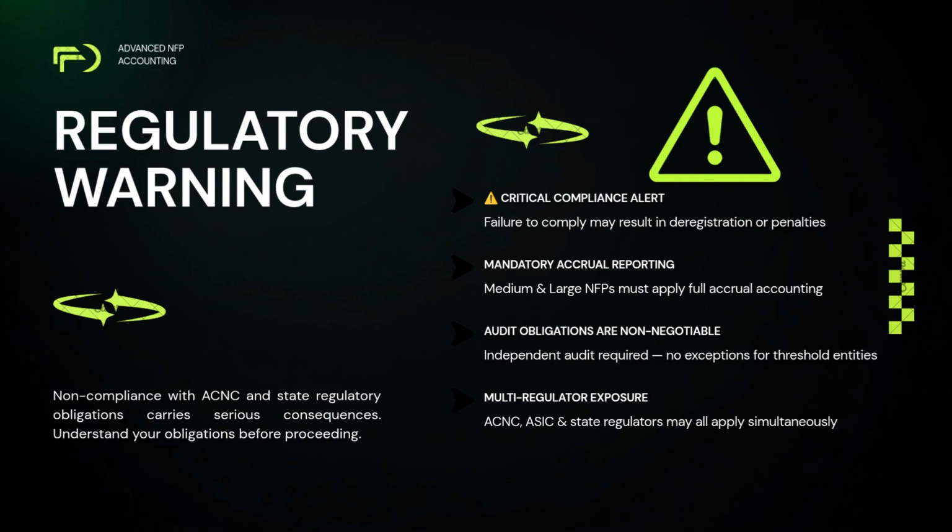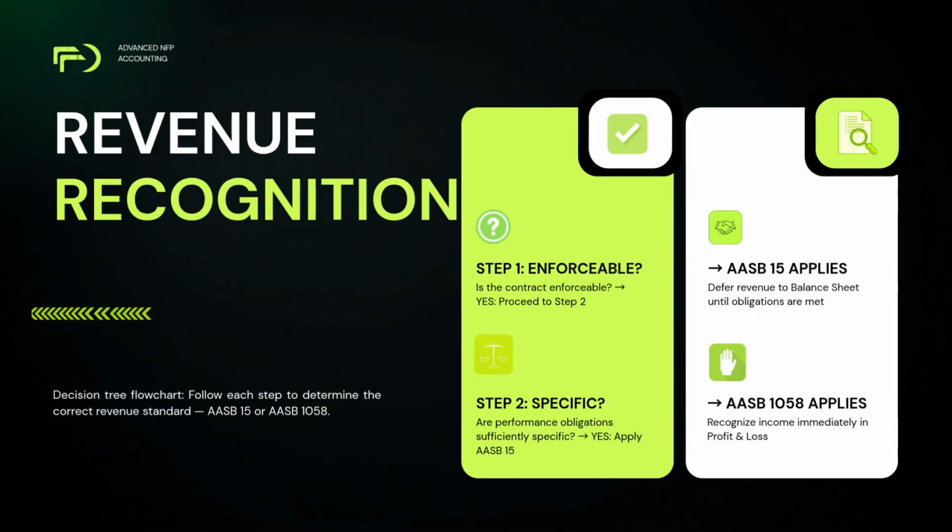AASB 15, revenue from contracts with customers. If a government department gives you $500,000 to deliver exactly 50 mental health workshops over 12 months, and holds the right to demand a refund if you fail, that is AASB 15. The revenue goes to the balance sheet as a contract liability. You only recognize the income in the P&L as you actually deliver those workshops.